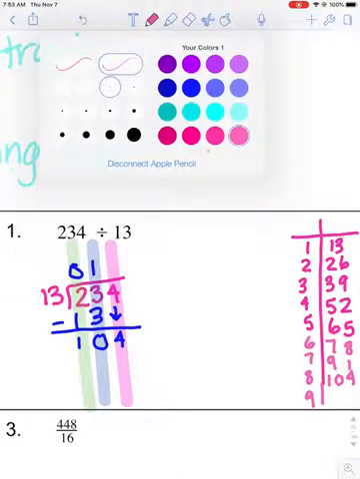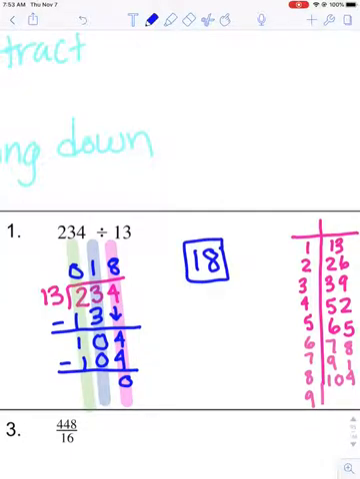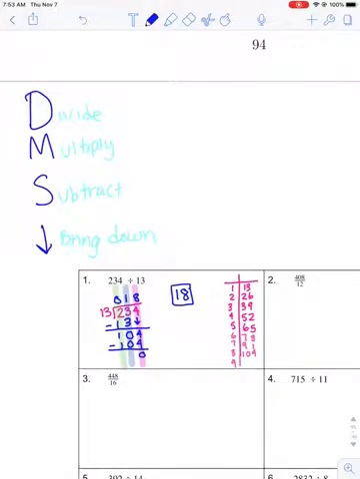So back to my work. I can see that 13 goes into 104 8 times. 13 times 8 is 104. I subtract and I get 0. And I have a 0 remainder and nothing else to bring down, so I'm done with my problem. Then I need to write a final answer, 18. You have to write a final answer. You can't just have the long division with your answer, because there are too many numbers in there to tell what you think the final answer is. So that's an example problem.